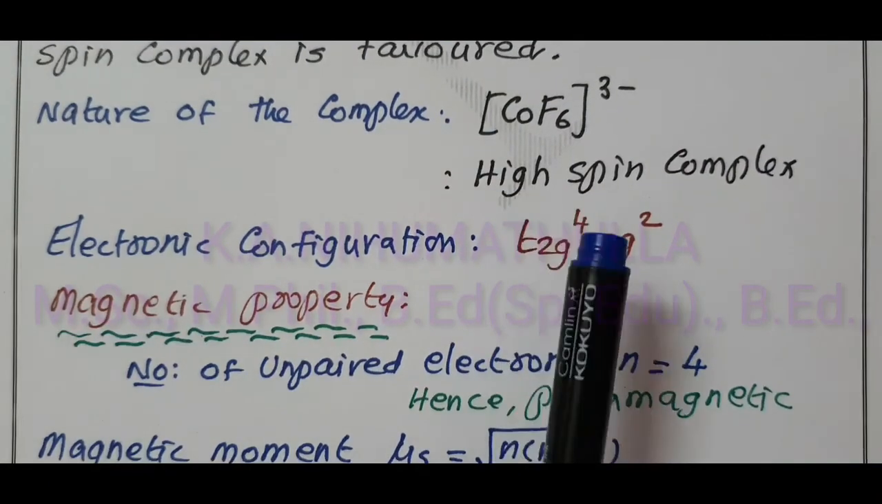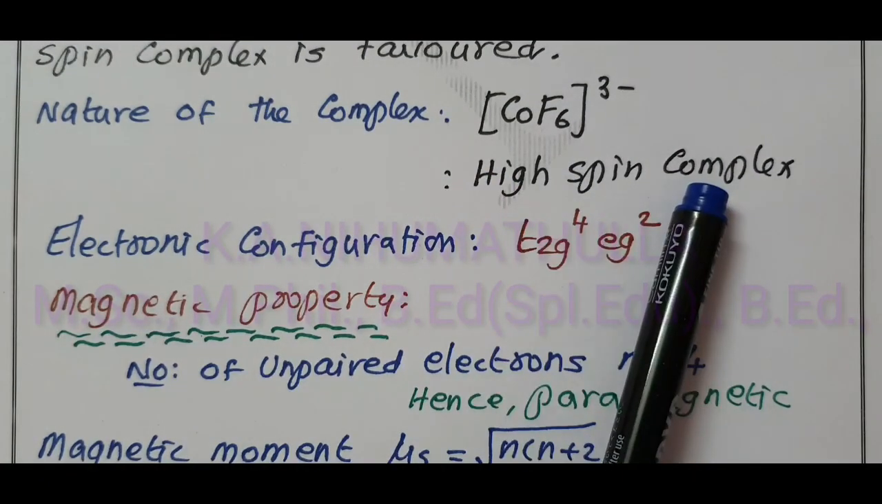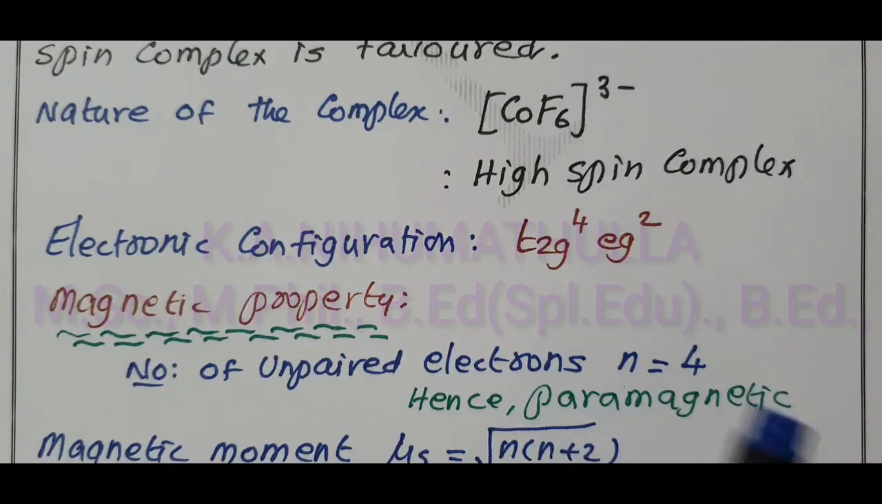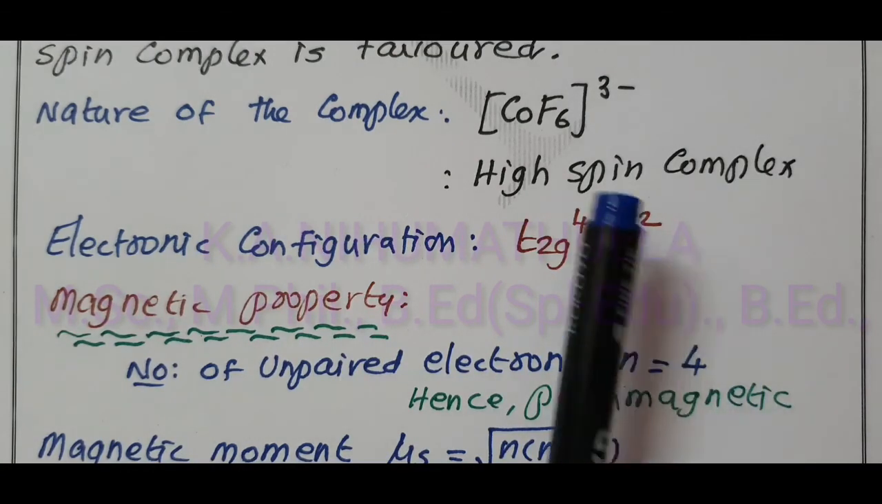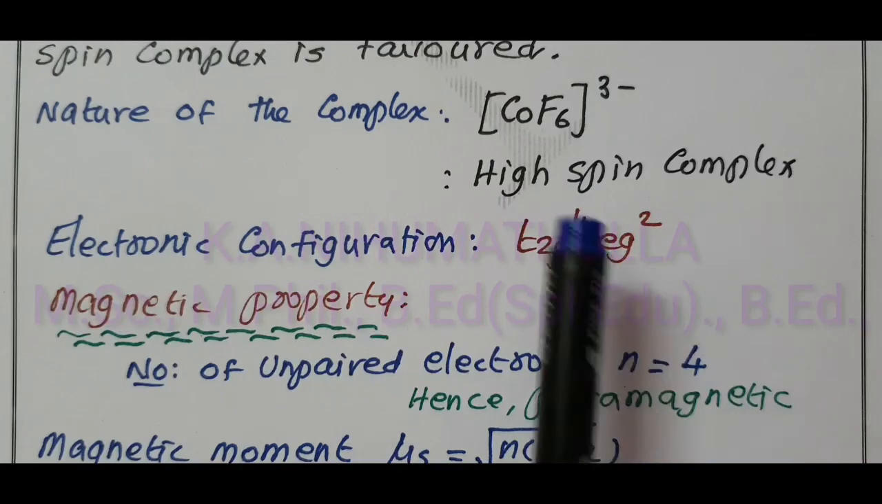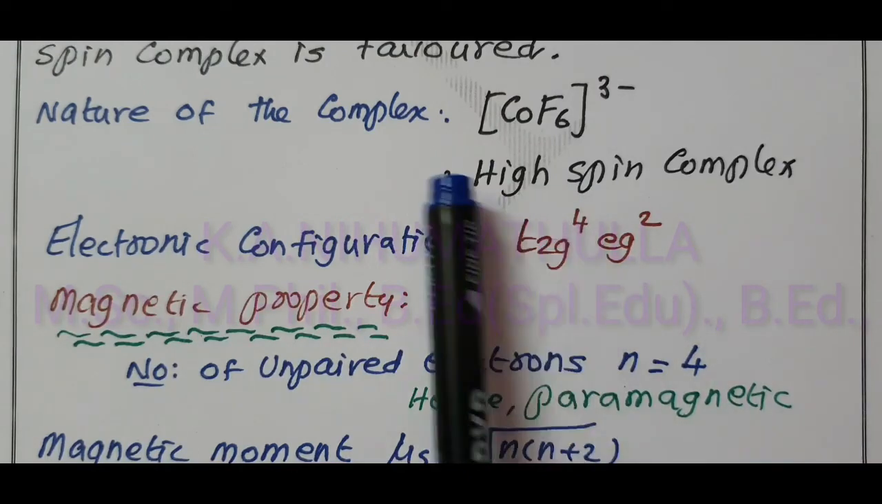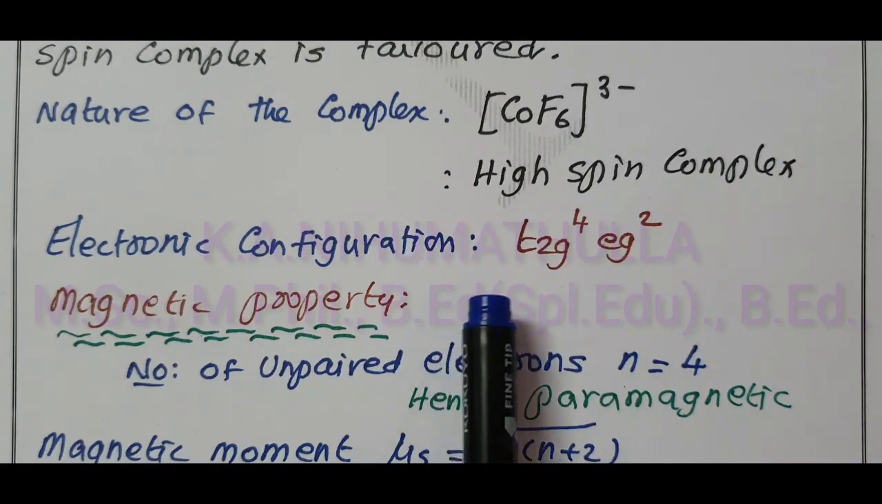So the given complex, hexafluorocobaltate 3 ion, is high spin complex and its magnetic moment value is 2.87. The complex is paramagnetic in nature. All these studies only under crystal field theory.